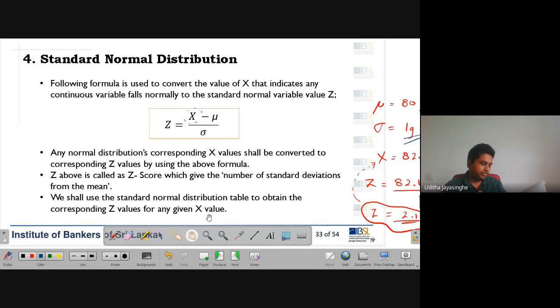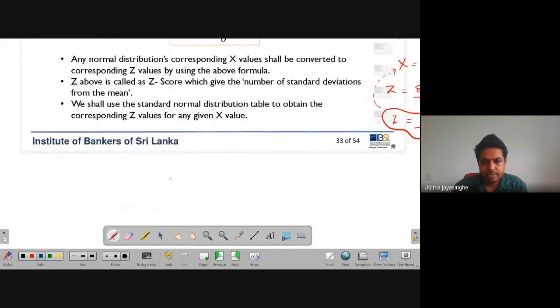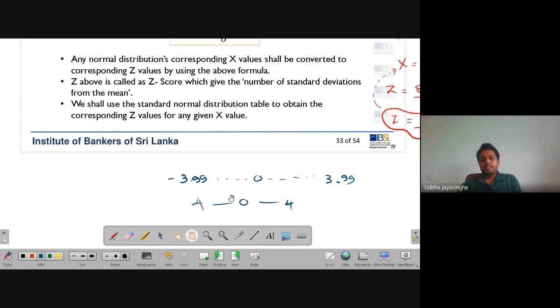And then from 0, on the next page, it goes to 3.99. So the range of this table is being denoted from negative 3.99 to 0 to positive 3.99. Although this is 3.99, logically this is like 4.04 kind of, sorry, area that is given.